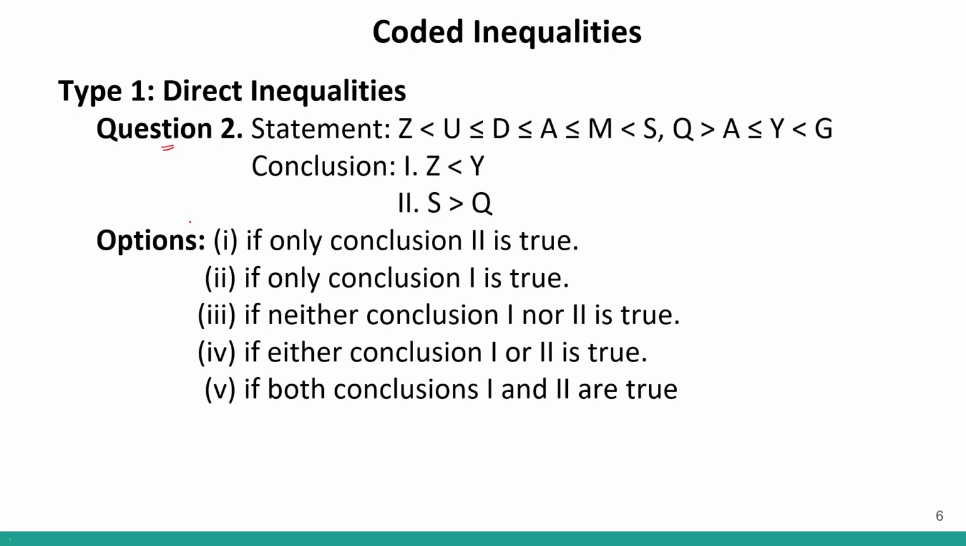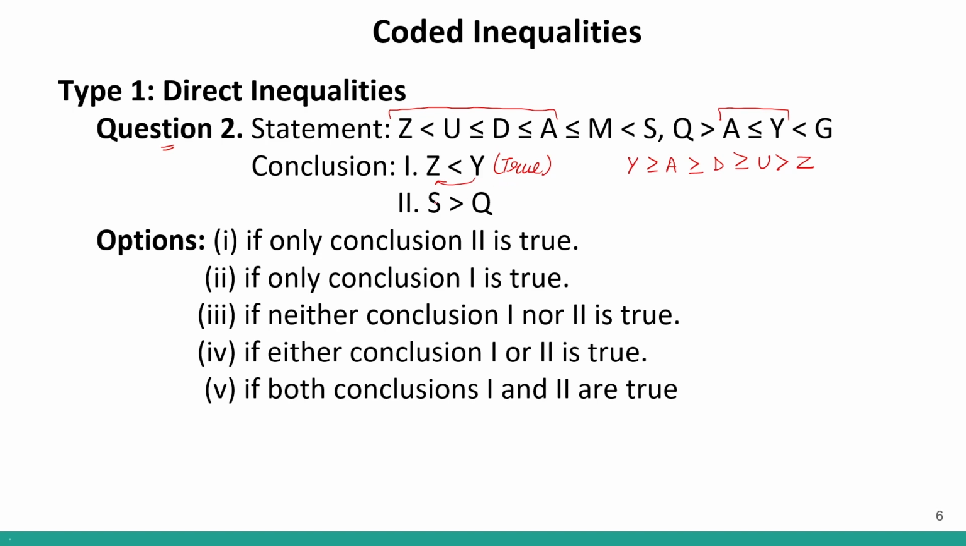Looking at question number 2. Conclusion 1 says Y is greater than Z. So we will move from Y to Z. If I move from Y to Z, I can see a relationship between Y and A, and a relationship between A and Z. So it is given to us that Y is greater than or equal to A, which is greater than or equal to D, which is greater than or equal to U, and U is greater than Z. Based on this information, I can say definitely that Y will be greater than Z. So this will be true.